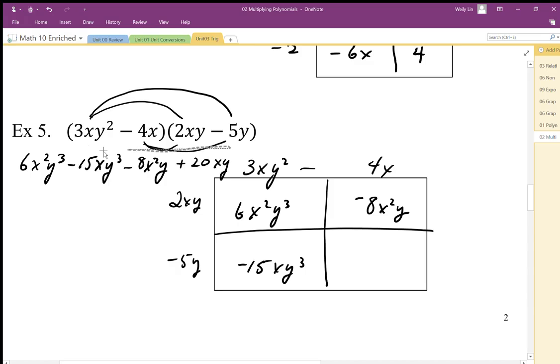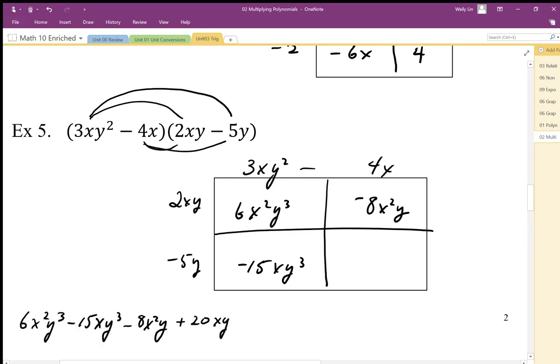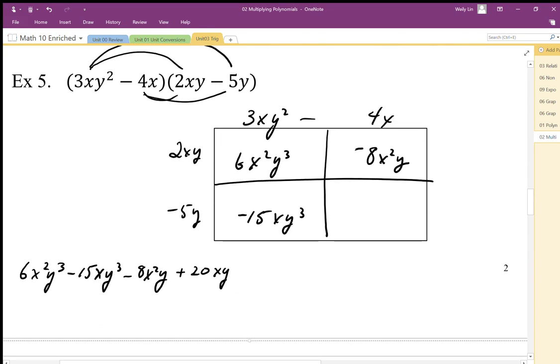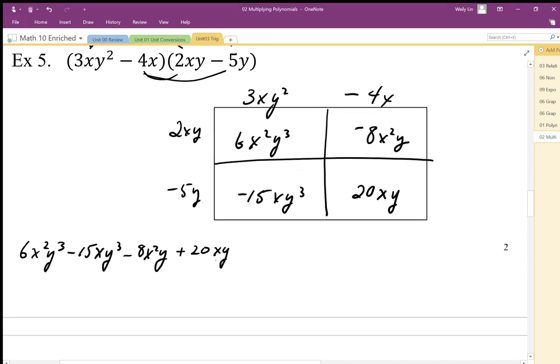I'm just going to move this over so it's not so crowded in here. You can see a little bit clearer. So those are my terms from the distribution. And this is just to make sure I get positive 20xy. Remember that. We have to make sure that that minus is going to go with that 4x. So there it is. There's my expression. I check to see if there's any like terms. In this case, there are no like terms that I can combine together, so I have to leave it as such.